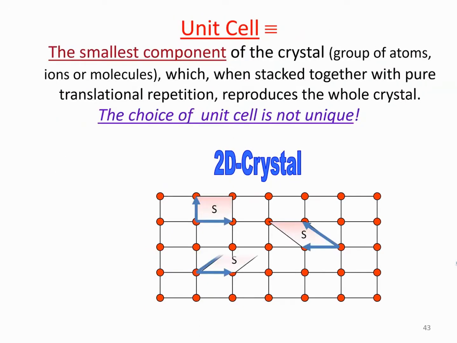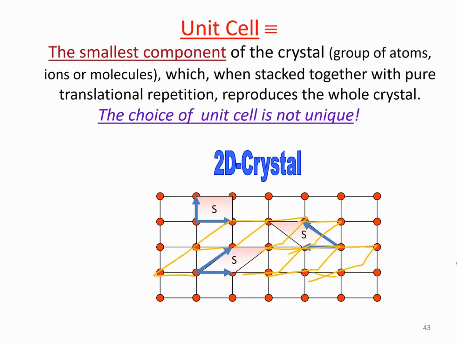So again, the choice of unit cell is not unique. That means that you can choose any type of unit cell as long as it's the smallest component of the crystal, and then when you stack it together, it can reproduce the whole structure. So like this case, I can choose this as a unit cell, so I reproduce it. Okay. Or if I don't like this as a unit cell, I can choose this as a unit cell, so I also can reproduce it. See that? When you stack it, you can reproduce the whole crystal.